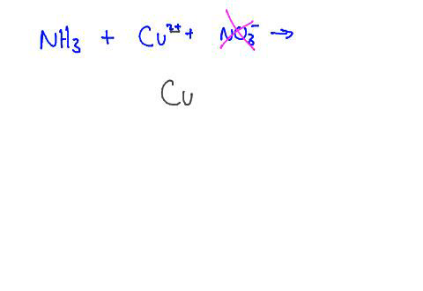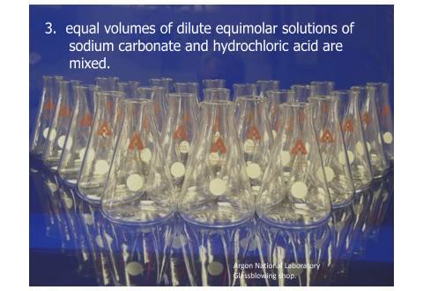He's going to make Cu with 4 ammonias connected to it. Ammonia has no charge, so it stays at 2+. There you have it. So that's a pretty easy one. Those are really easy. If you end up with one of those on the AP test, you're golden.